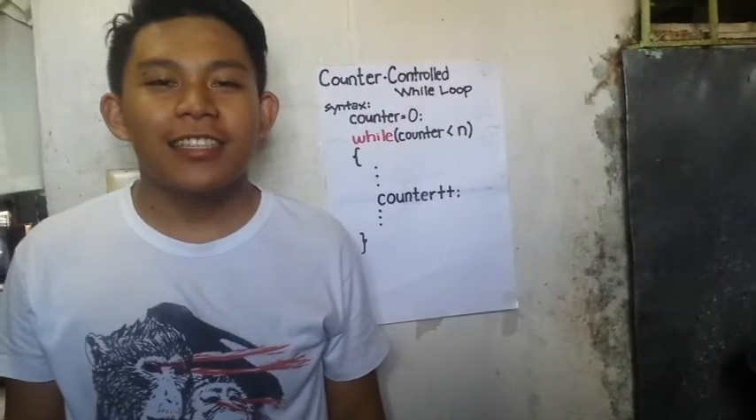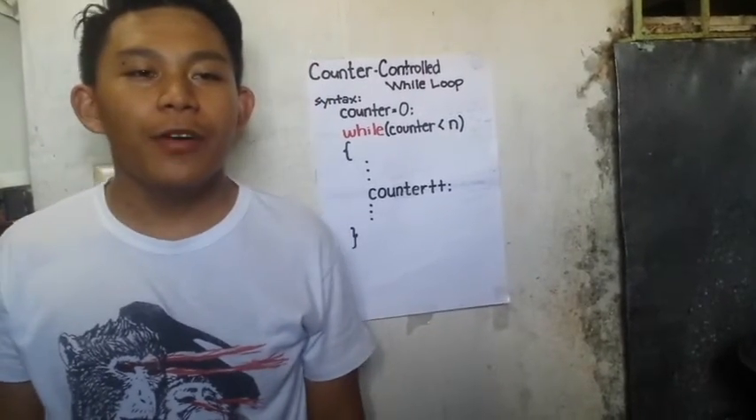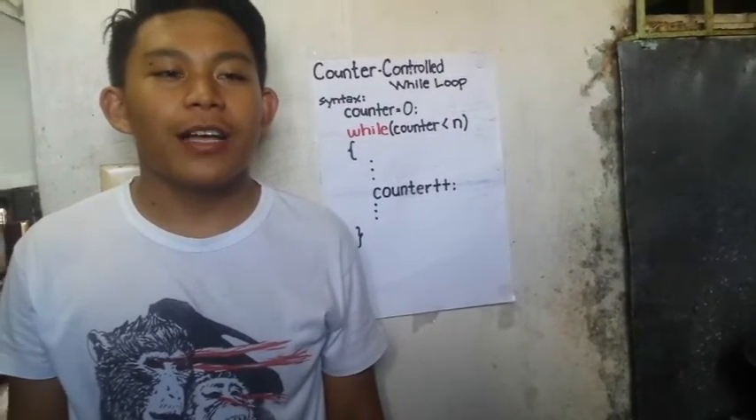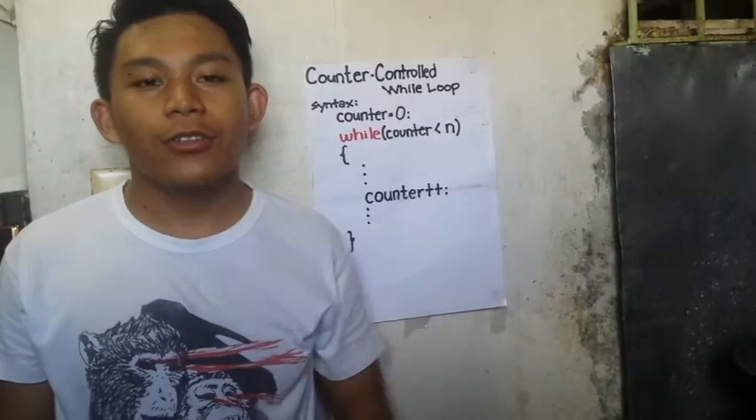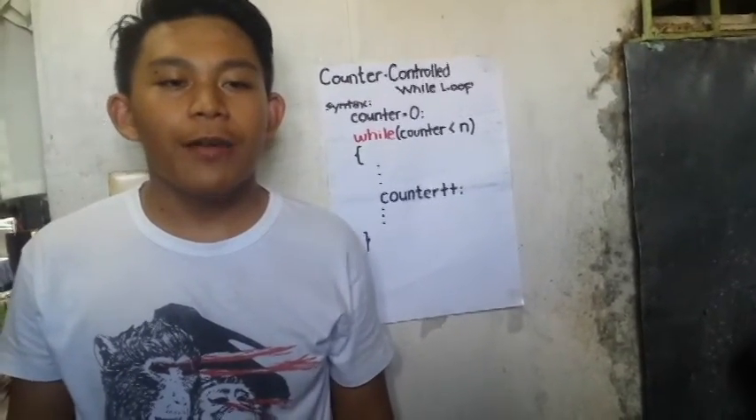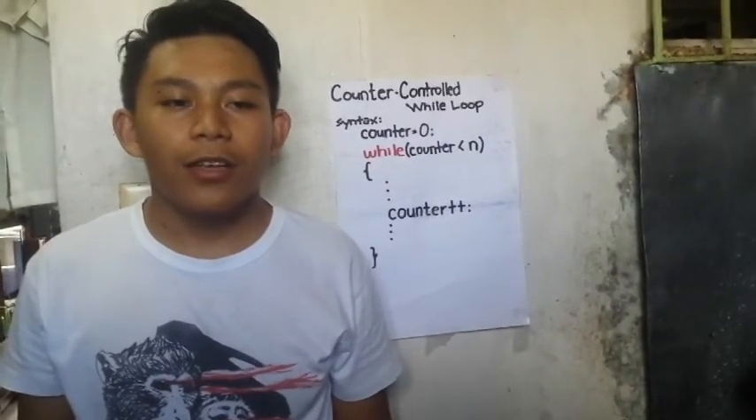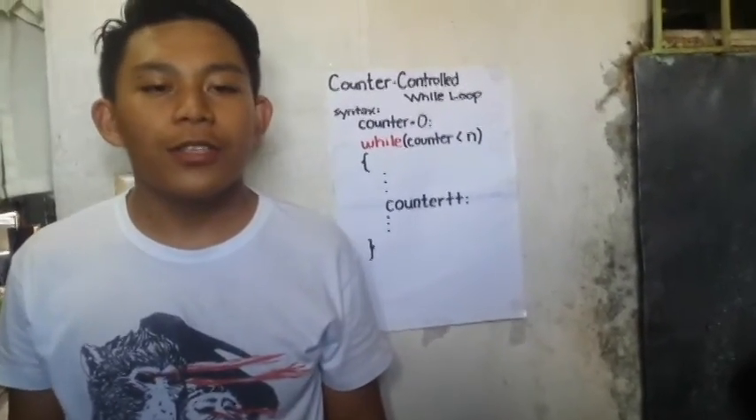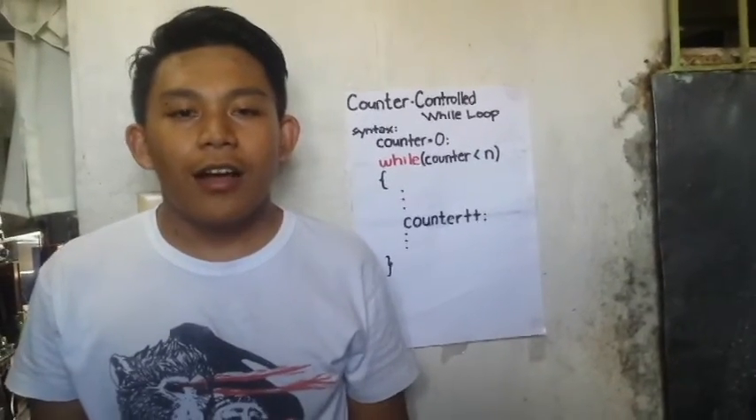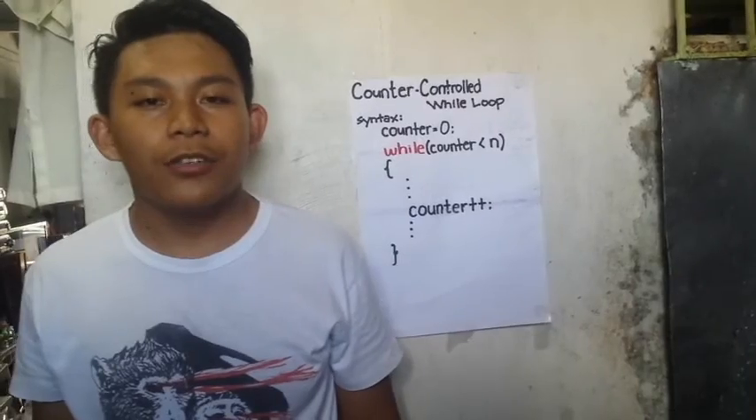Now, I will discuss the counter-controlled while loop. This type of loop, where the number of executions is known in advance, is termed a counter-controlled loop. That means, in this case, the value of the variable which controls the execution of the loop is previously known. The control variable is known as counter. Counter-controlled loop is also called definite repetition loop.